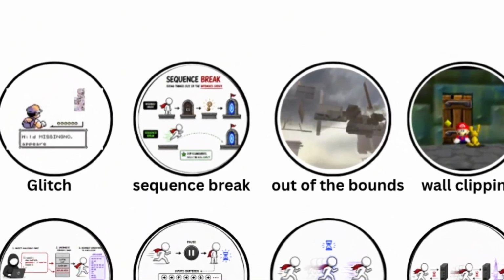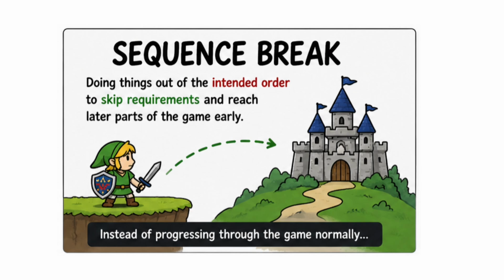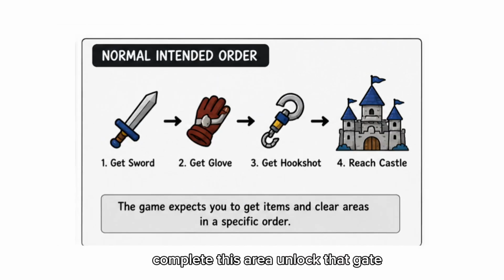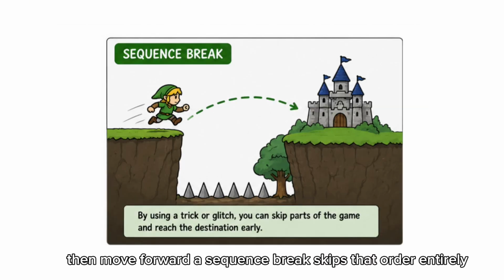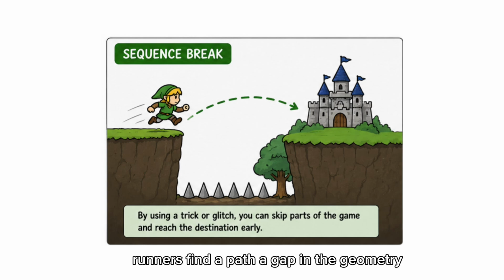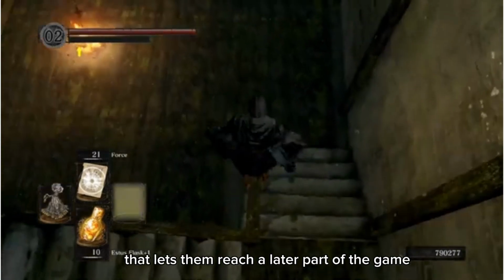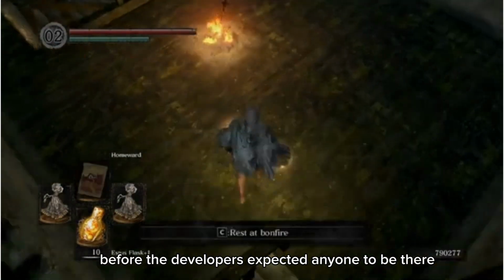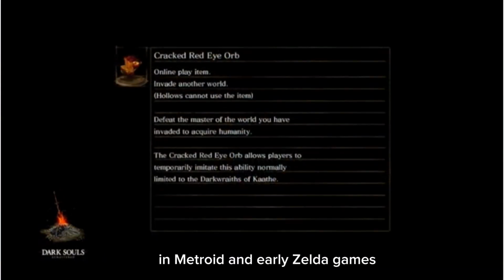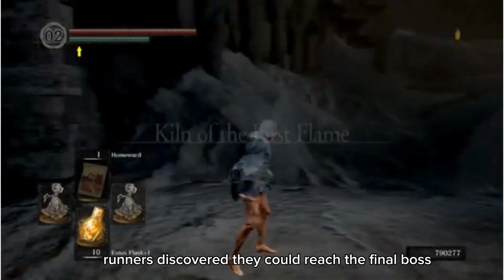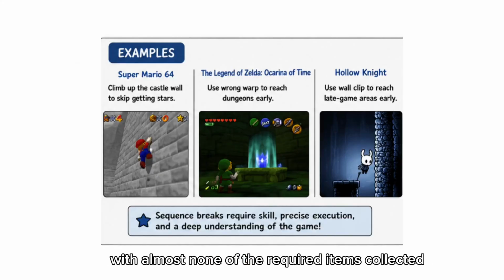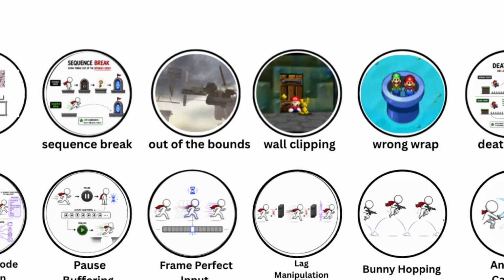Sequence break. Games are built with a specific order in mind. Complete this area, unlock that gate, then move forward. A sequence break skips that order entirely. Runners find a path, a gap in the geometry, a forgotten trigger, or a movement exploit that lets them reach a later part of the game before the developers expected anyone to be there. In Metroid and early Zelda games, runners discovered they could reach the final boss with almost none of the required items collected.